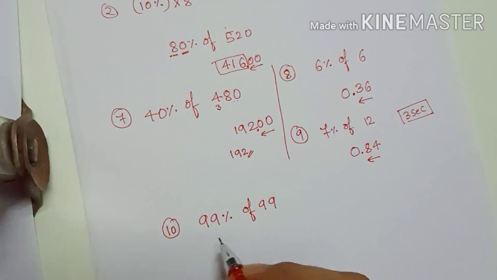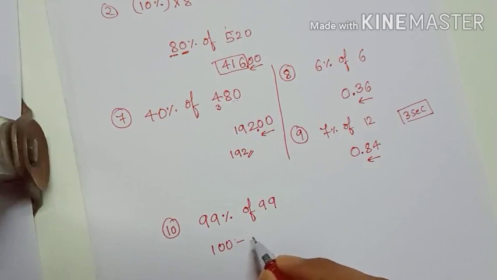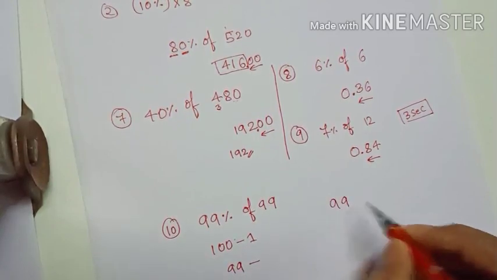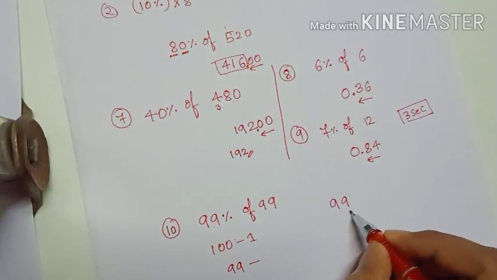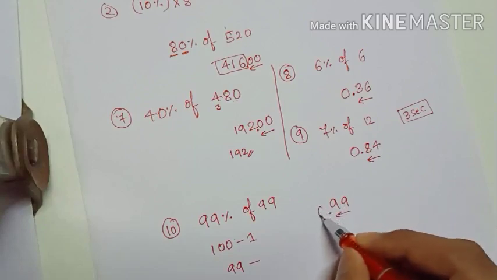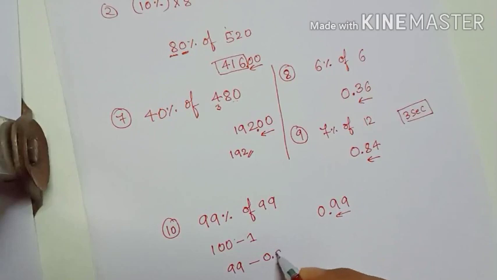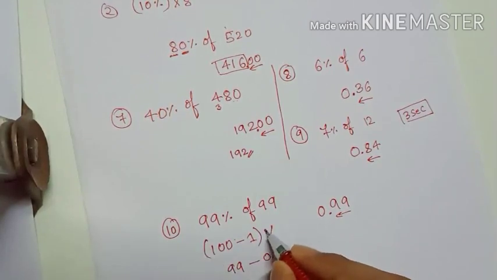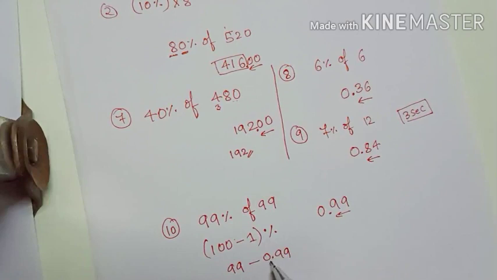Right. So 99%, how are you going to do it? 100% minus 1%. Right? What is 100% of 99? 99. What is 1%? As I said, if you want to calculate 1% of any number, you have to put the point after two decimal places from the last. So 0.99 will be 1%. Sorry, I didn't write percentage, this is the percentage value. Okay, fine. See, 99 minus 0.99, what is the answer? 98.01. That's it. 99% of 99 is 98.01, right?